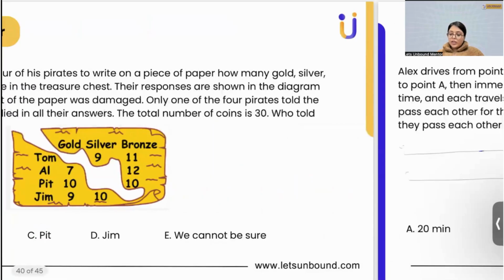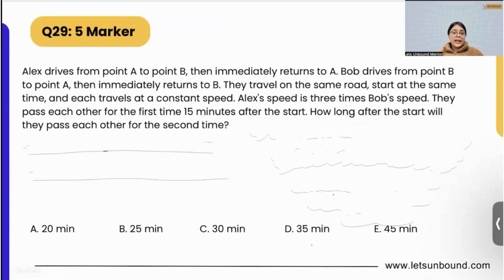Moving on to question 29, the second last question. It says Alex drives from point A to point B, then immediately returns to A. Bob drives from point B to point A, then immediately returns to B. They travel on the same road, start at the same time, and each travels at a constant speed. Alex's speed is 3 times Bob's speed. They pass each other for the first time 15 minutes after the start.